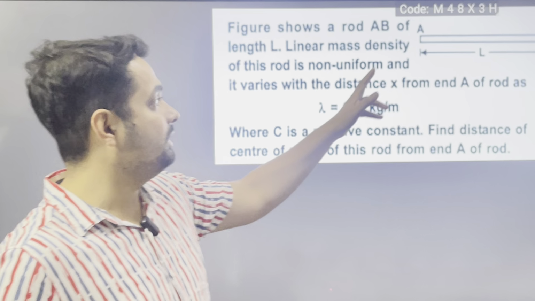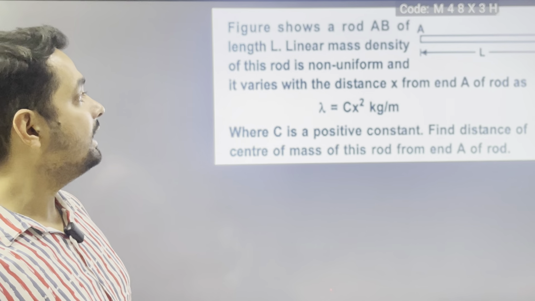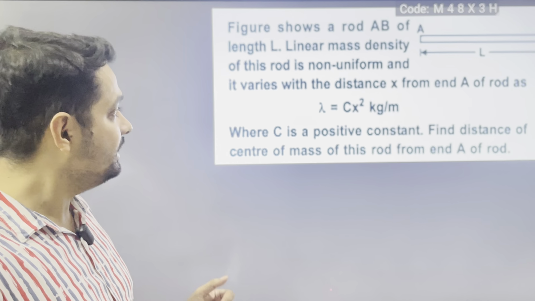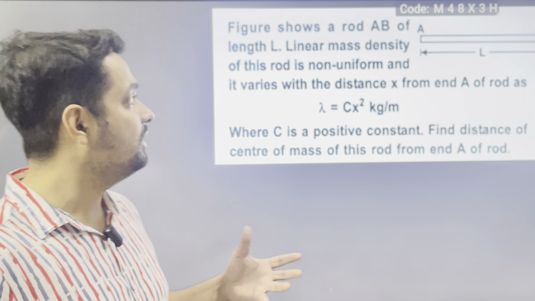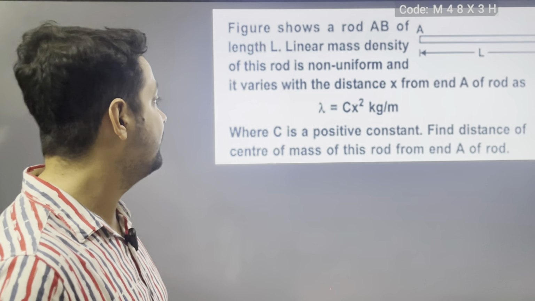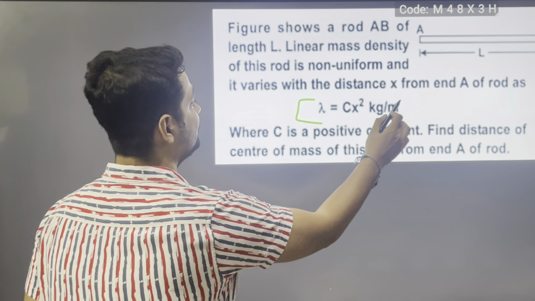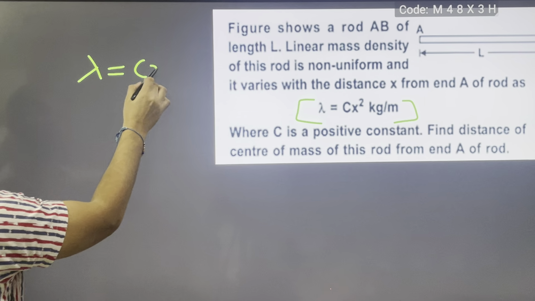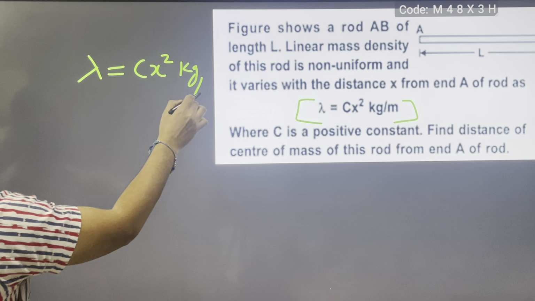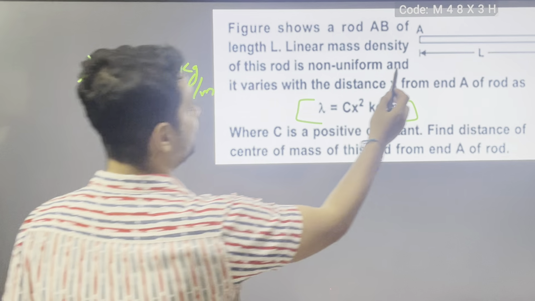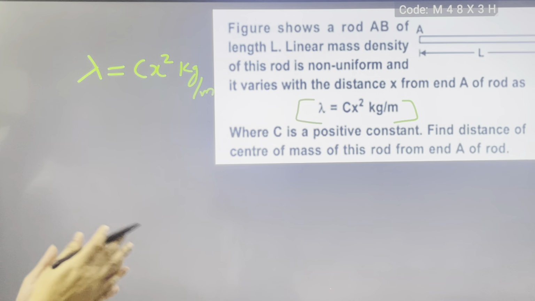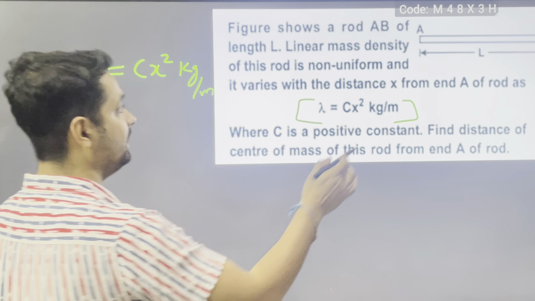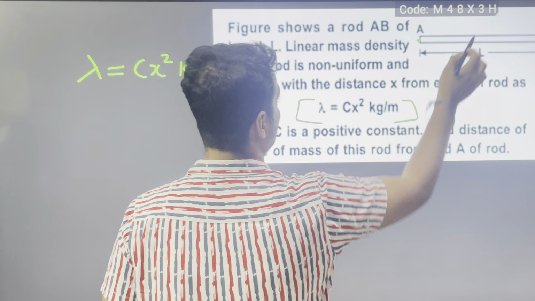The figure shows a rod AB of length L, and it is given that it has non-uniform density. It means the mass density is not uniform, it is changing, and it is given that lambda equals cx square kg per meter, where C is a constant. Find the center of mass of the rod from point A. We have to find where the center of mass is located.